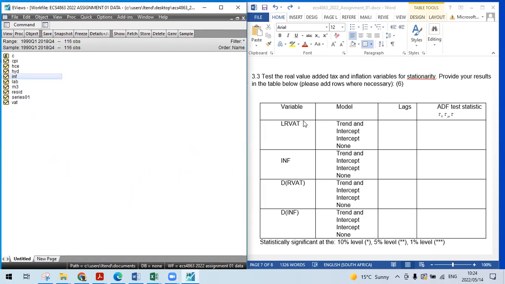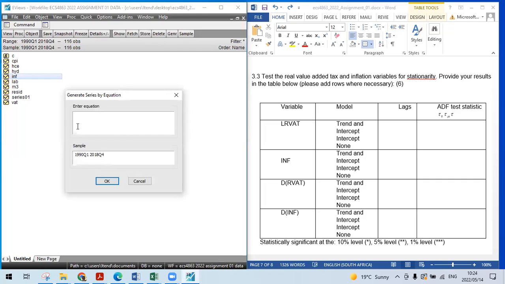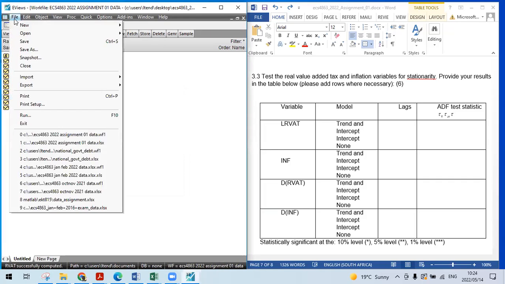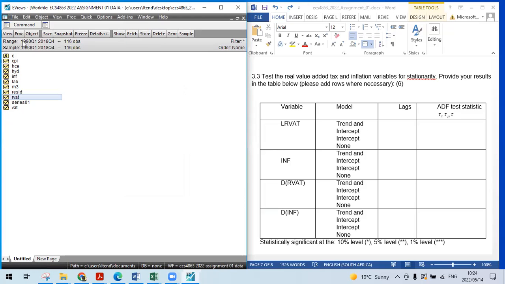Let me quickly start with making VAT real. How do we do it? We go to generate. We want to have our RVAT. RVAT, we did this last time, is equal to VAT, which is nominal VAT, divided by CPI times 100, right? That's the RVAT. There is a new variable. Always remember to save your stuff.